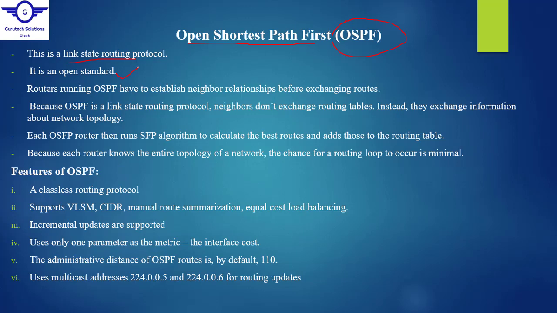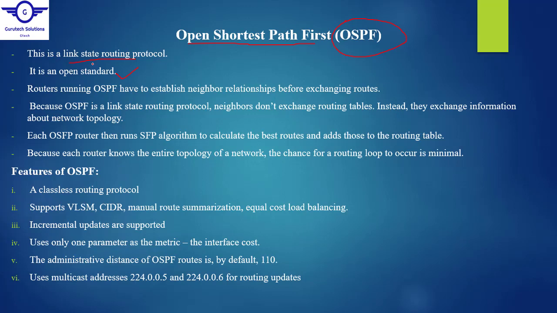But EIGRP is Cisco proprietary, so you cannot use it in Huawei product or HP product. It's only meant for Cisco products. EIGRP, it's Cisco proprietary. OSPF and RIP are open standard, right?